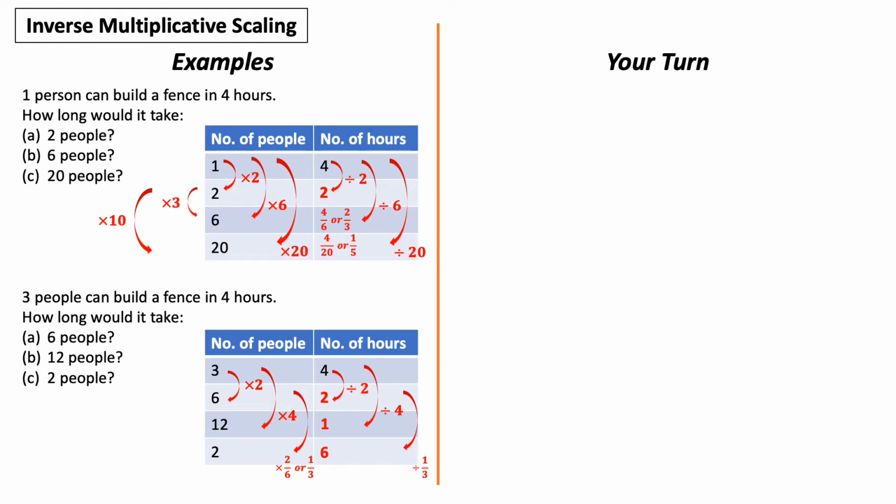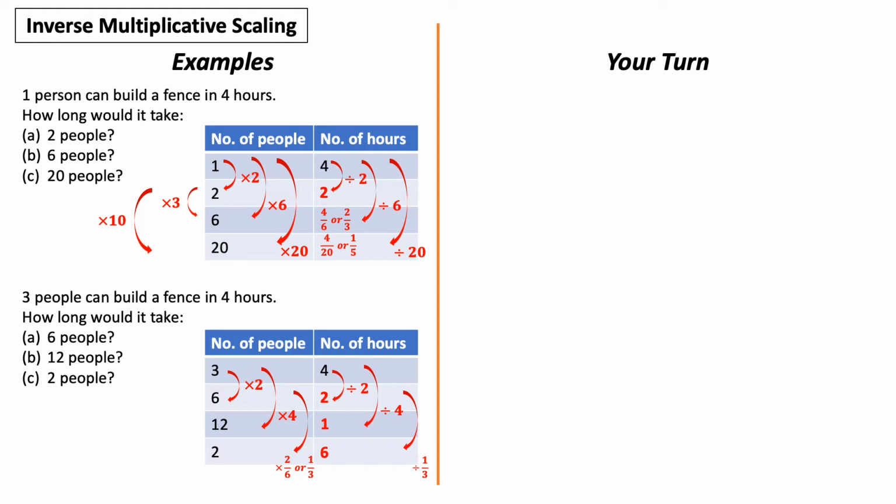Okay, let's just talk through this one then. So I'm now being told that 3 people can build a fence in 4 hours. And again, how long would it take 6 people, 12 people, or 2 people. So looking at the first value that I've got, 3 people taking 4 hours. Part A asks for 6 people, so I have to multiply 3 by 2 to get 6 people. Therefore, I have to divide 4 hours by 2 to get 2 hours. So that's how long it takes 6 people.